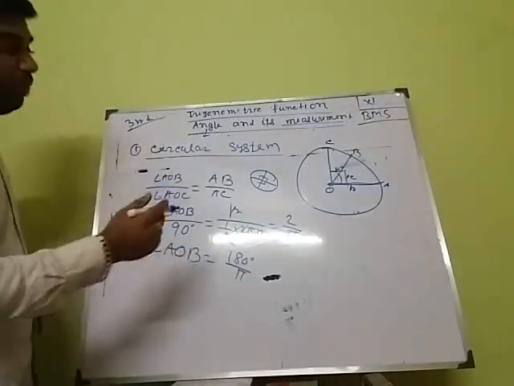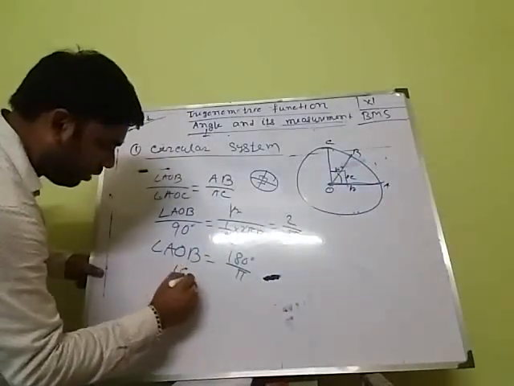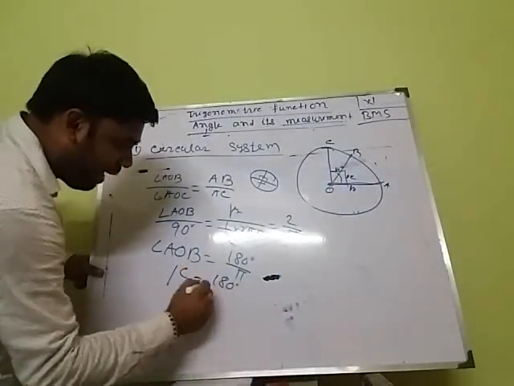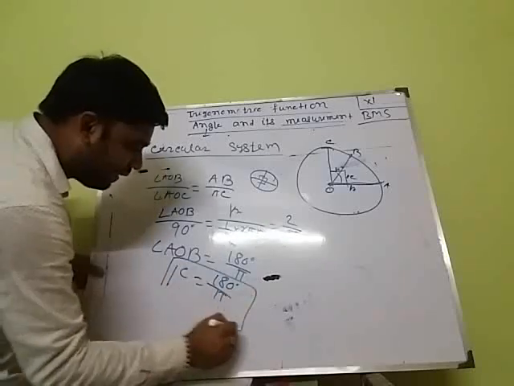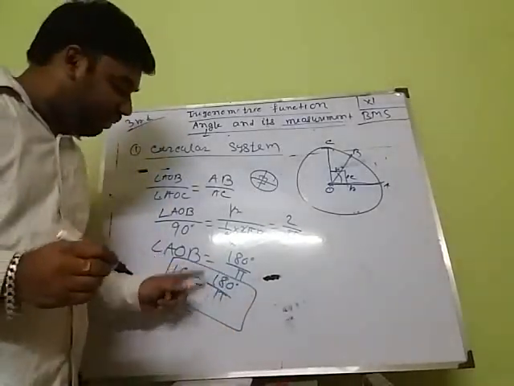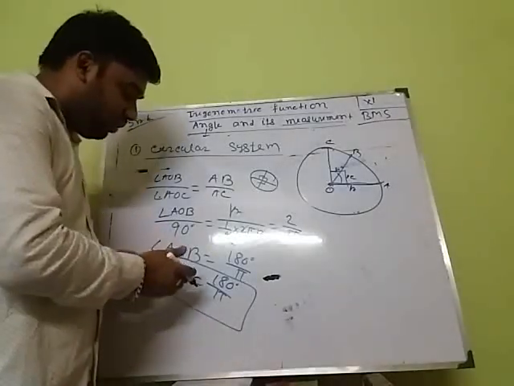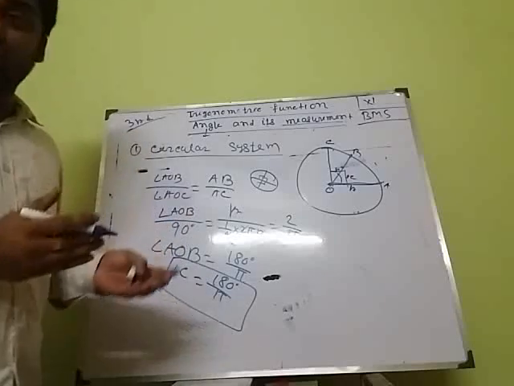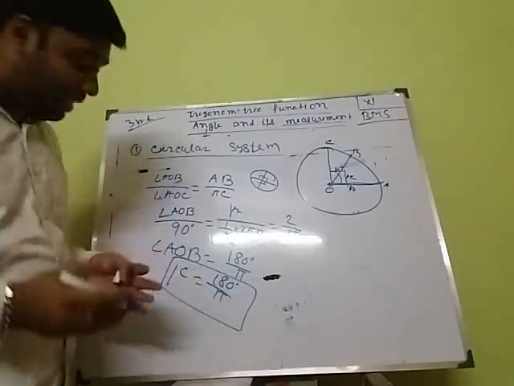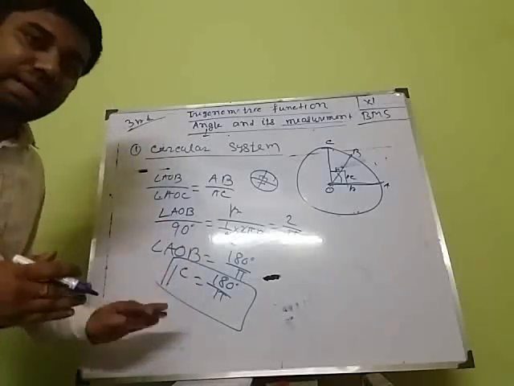So angle AOB, taken as the measurement of the radius, is 1 radian. 1 radian equals 180 degrees by pi. That is the relation between radian and degree. In this way, we can connect the radian and degree. So how much is 1 radian? 1 radian equals 180 degrees by pi.